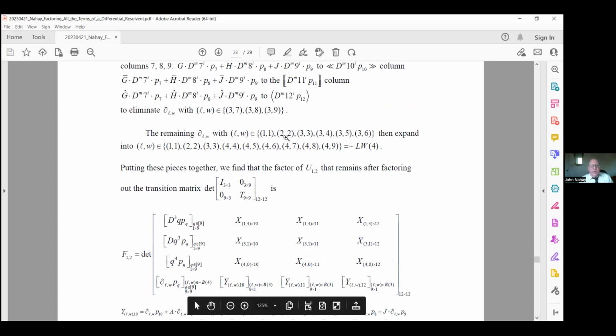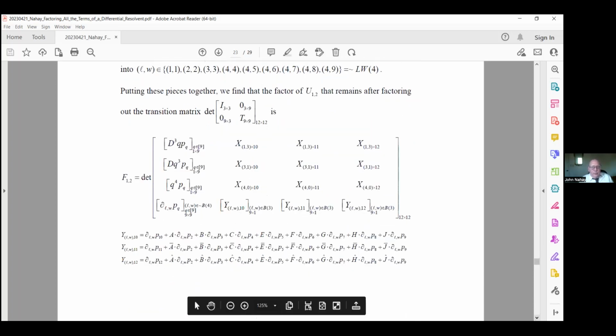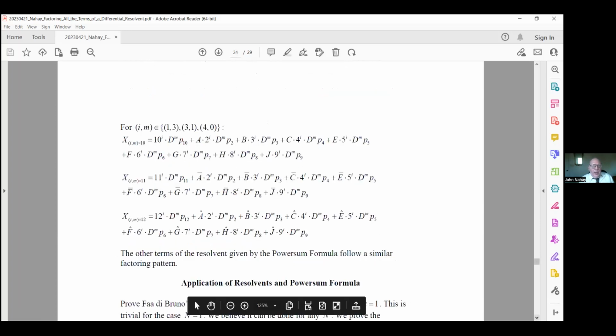When you put all these pieces together, this is what this term F12 factored looks like. And this is the lower 9 by 3 entries of that matrix. And so they've all been shifted by these coefficients. And for these 3 rows, the 1, 3, 3, 1, 4, 0 rows look like this.